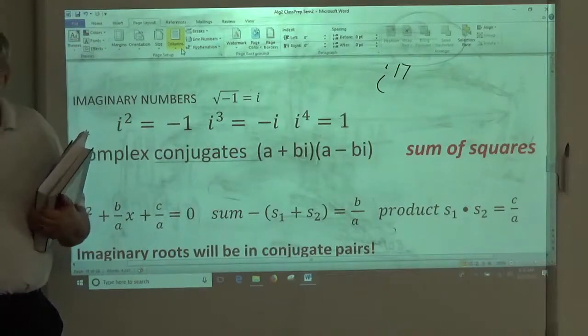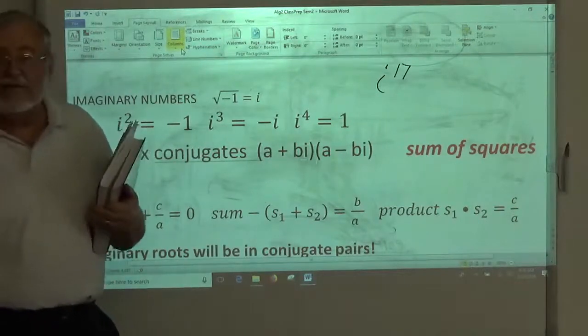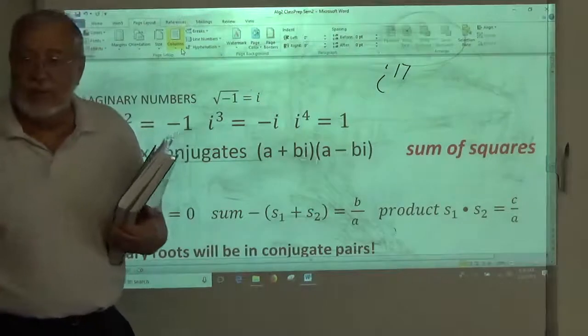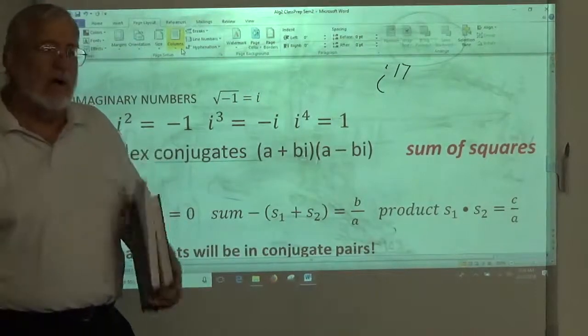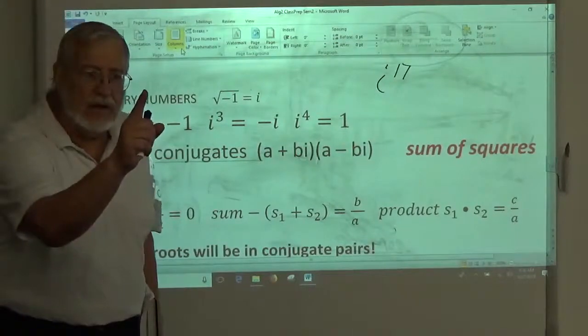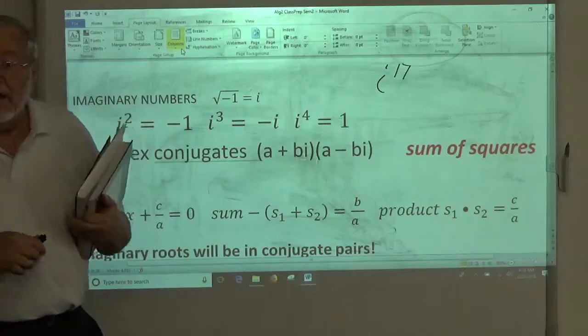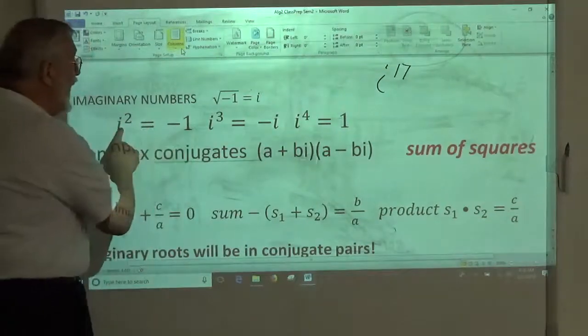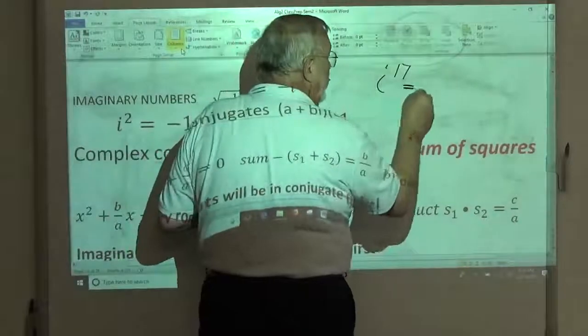17 divided by 4 is 4, right? But I don't care what that value is. What I want to know is what's the remainder when I divide it by 4. The remainder is 1, 1 over 4, right? The remainder is 1. Therefore, I have 1 i left over, and so this equals i.